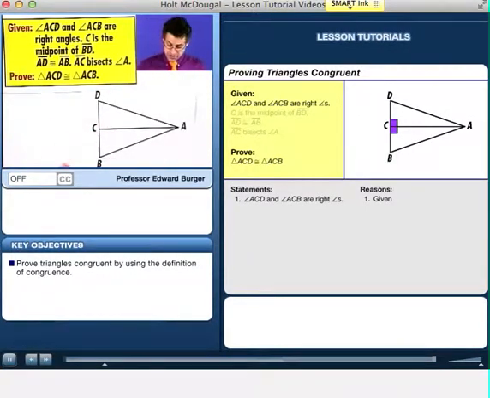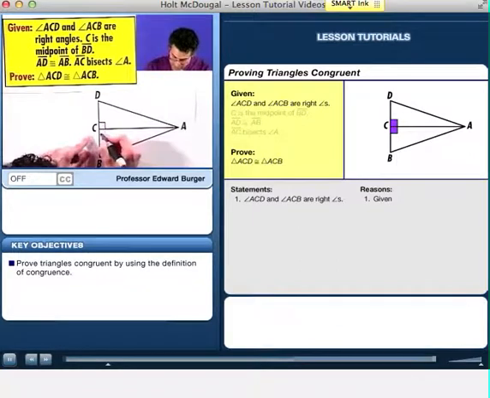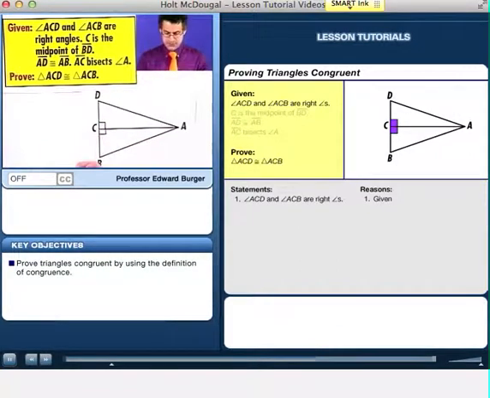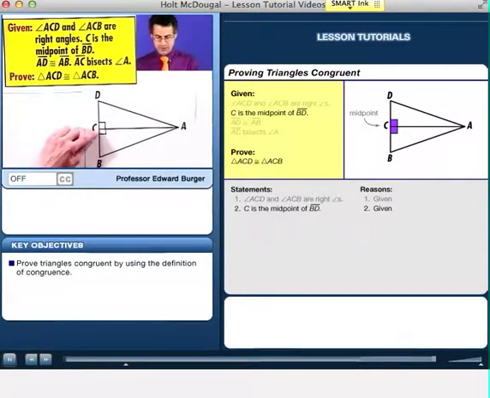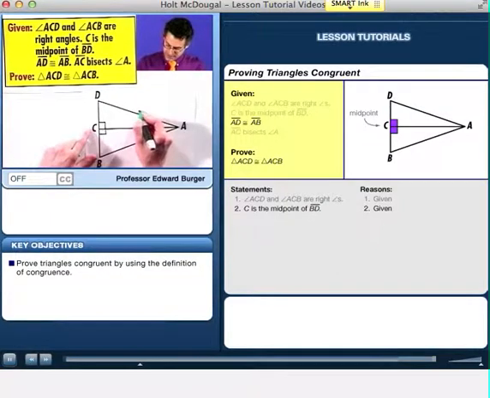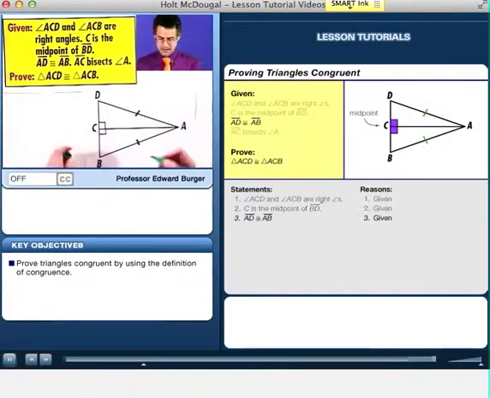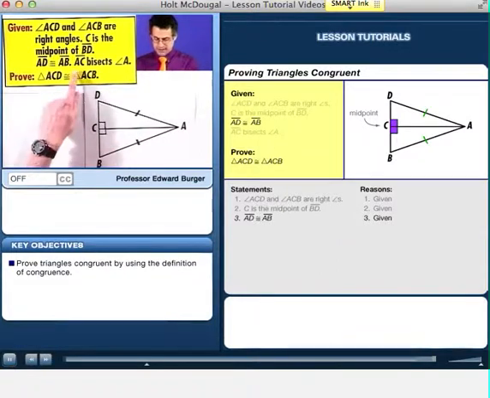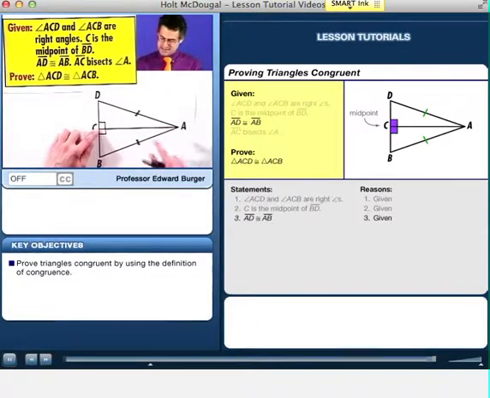As we gain information, I'm going to mark this figure. So I'm going to denote these angles as right. C is the midpoint of the segment BD. So in fact, C is the midpoint. Okay, we have to remember that. We know also that AD is congruent to AB. That means that this side is congruent to that side. And we also are told that AC bisects angle A. So this is an angle bisector.